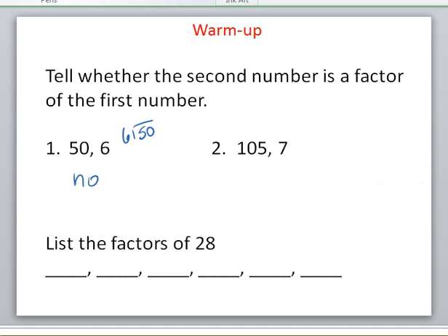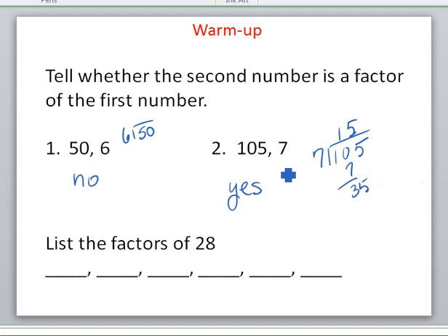So let's look at the next one here. We've got, is 7 a factor of 105? Well, we'll divide that out and see. 1, and then 7 goes into 35 5 times. So yes, it is a factor.